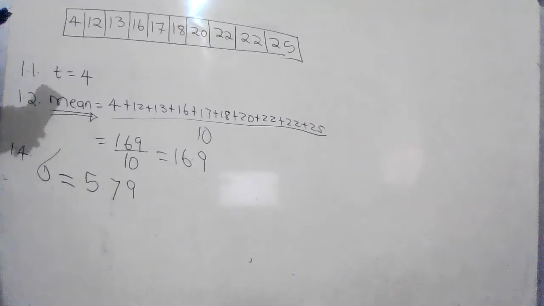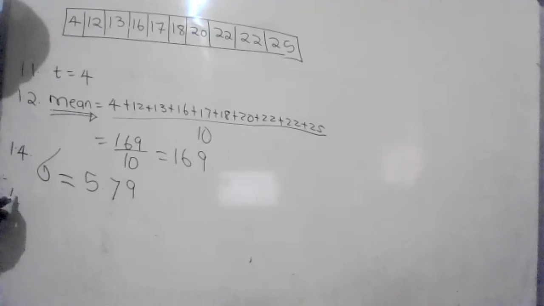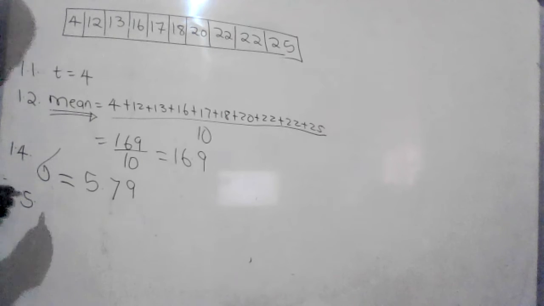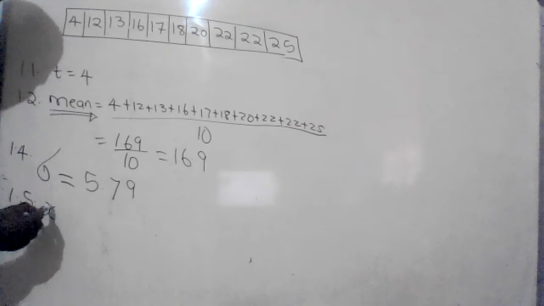We have answered question number 1.3. Question number 1.4 says, how many members of a team completed the obstacle race outside of 2 standard deviations of the mean? All right, so I want to show you how you calculate the 2 standard deviations of the mean. We have 1 standard deviation of the mean, and we also have 2 standard deviations of the mean.